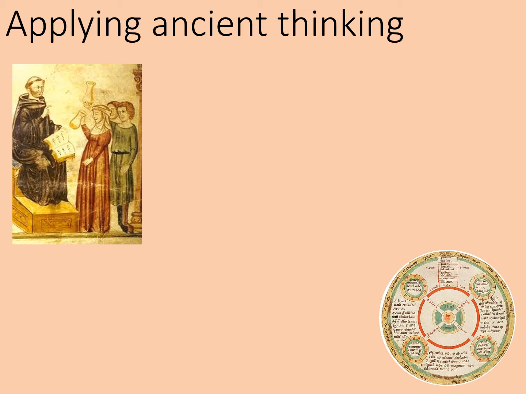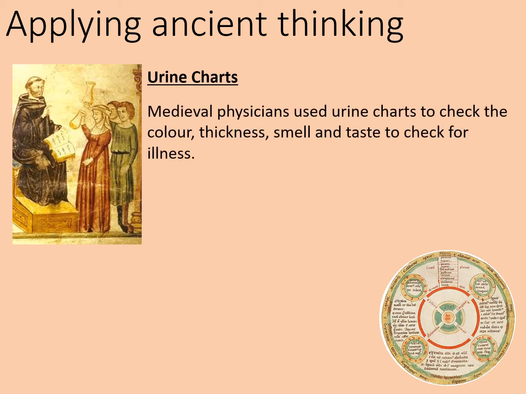So let's follow that up. Again, if you've not looked at the ancient ideas that existed in medieval medicine, go back and do that first. But if you have, urine charts. Medieval physicians or doctors used urine charts to check the colour, thickness, smell and even the taste of people's urine to check for illness. They linked it to the four humours.